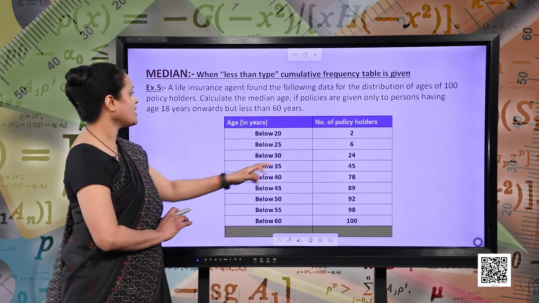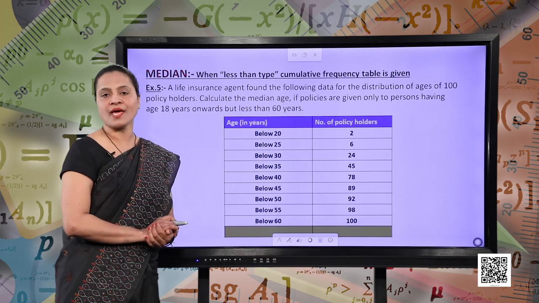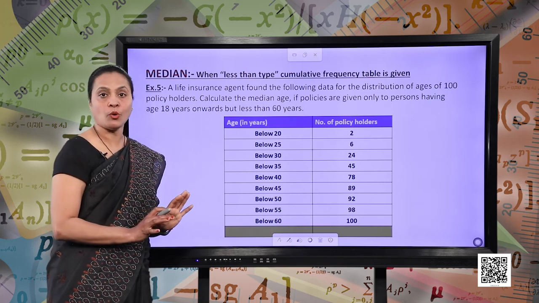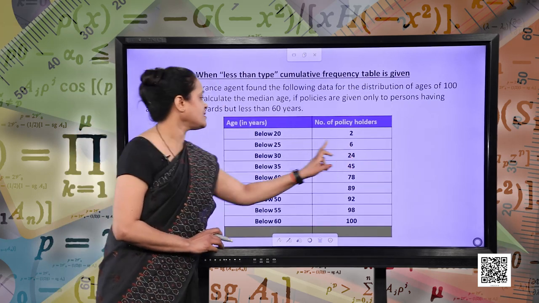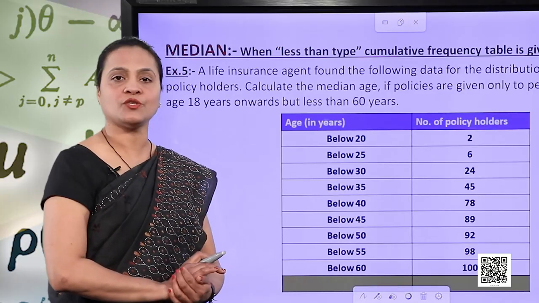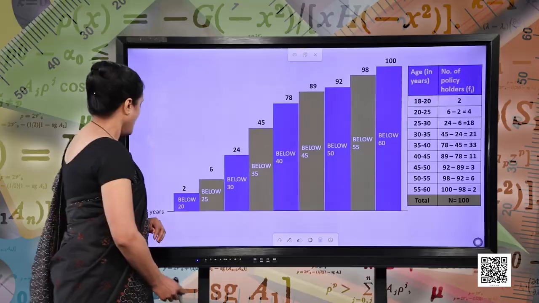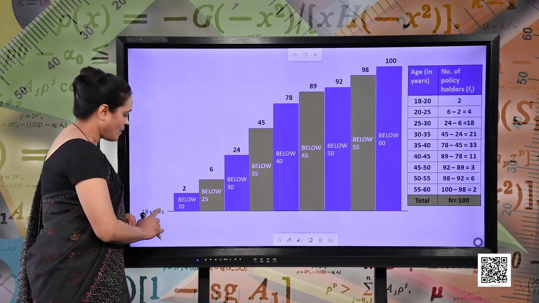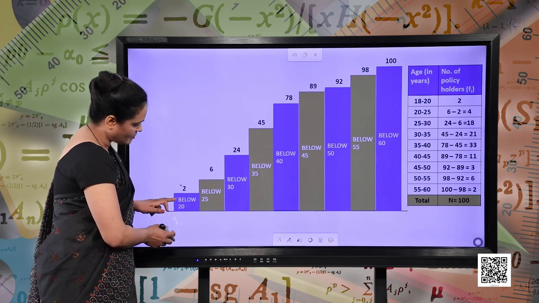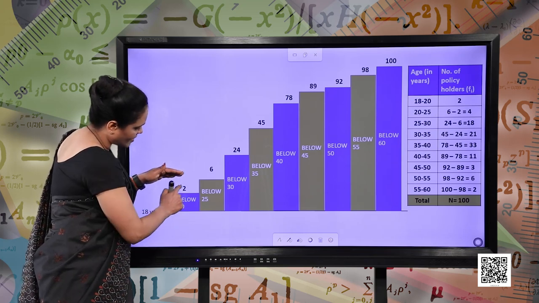So, you are given there are two policy holders below the age of 20. And you can see that below the age of 18, there must not be any policy holder. Then there are 6 policy holders below the age of 25. You can see the cumulative frequency distribution is given to you. To form the class intervals, as there cannot be any policy holder below the age of 18 and there are 2 policy holders below the age of 20, so how many policy holders are there from 18 to 20?